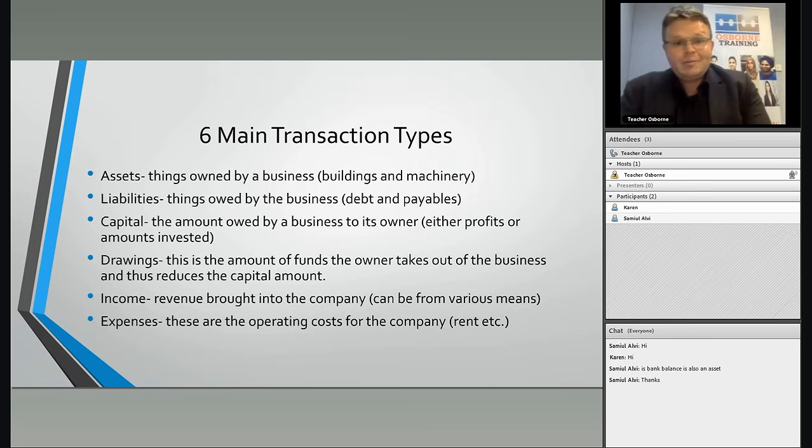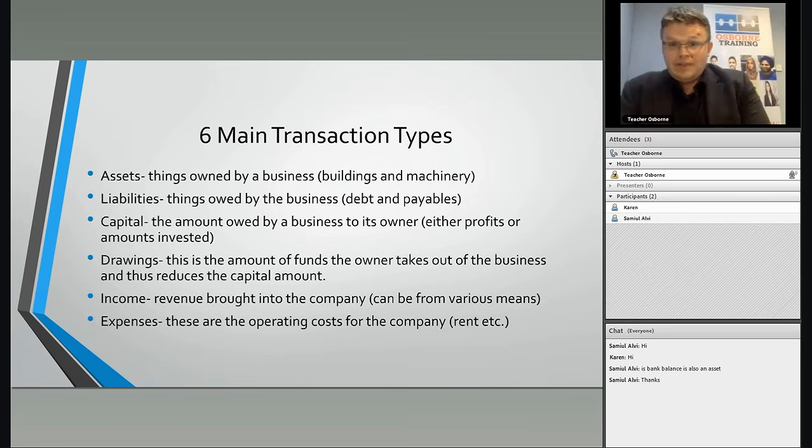Okay, no problem. So the next transaction type we have is what is known as a liability. So these are things that are owed by the business. So if we owe someone money, that's a liability. All right? So we have, for example, debt. If we take out a loan, that's a debt, so that's a liability. Or payables. We've purchased something from someone on credit, and we owe them money. So that would be classified as a liability.